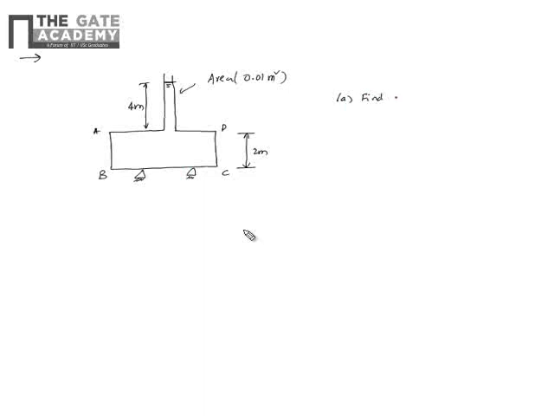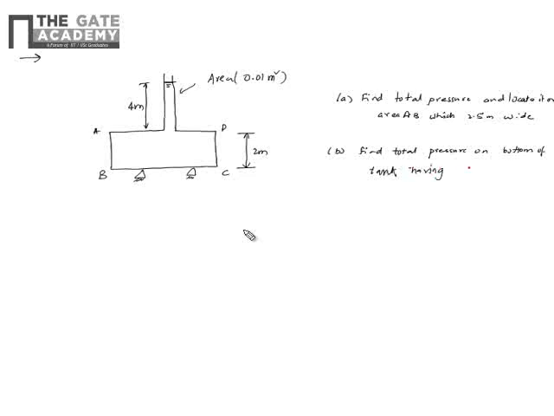Find, there are two bits. So find the total pressure and locate it on area AB, which is 2.5 meters wide, and find the total pressure on the bottom of the tank, having area 6.5 meters by 2.5 meters. Okay, so this is the question.